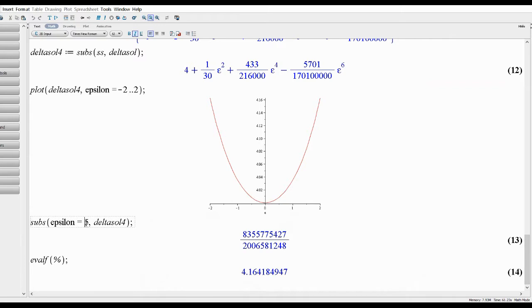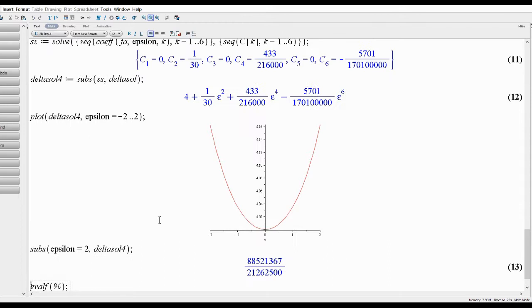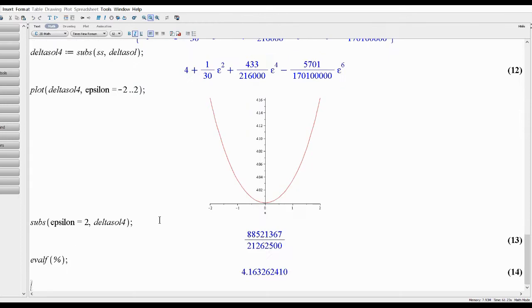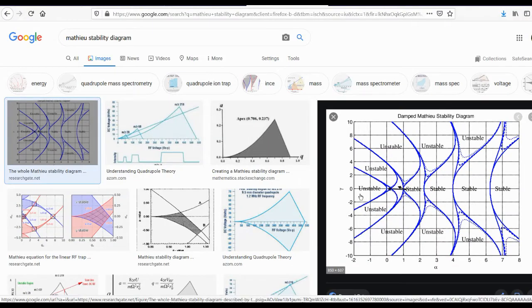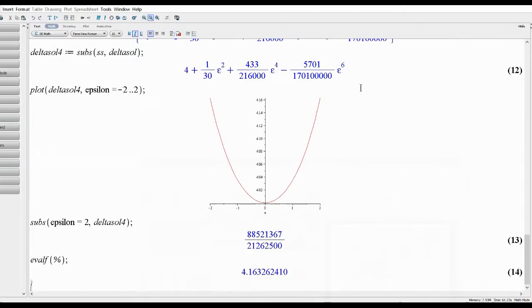If I substitute epsilon equals 2, which is not a terribly large number, then if I evaluate, I get something like 4 plus some small number. So this is not very bad. But when I start putting larger numbers, I actually need many terms in the power series. Okay, so that's one curve we got.